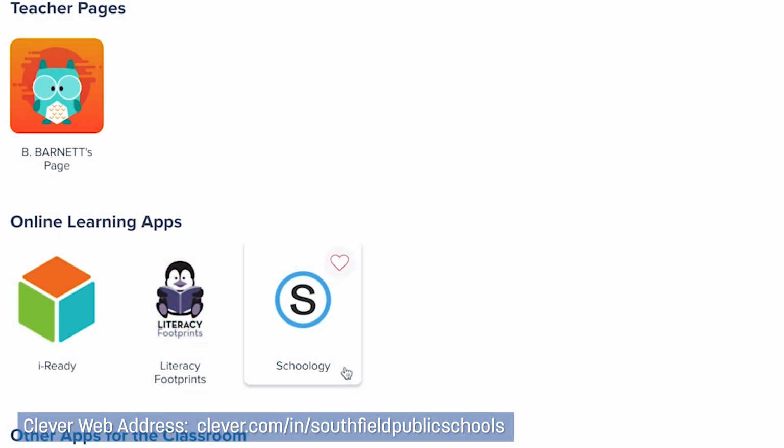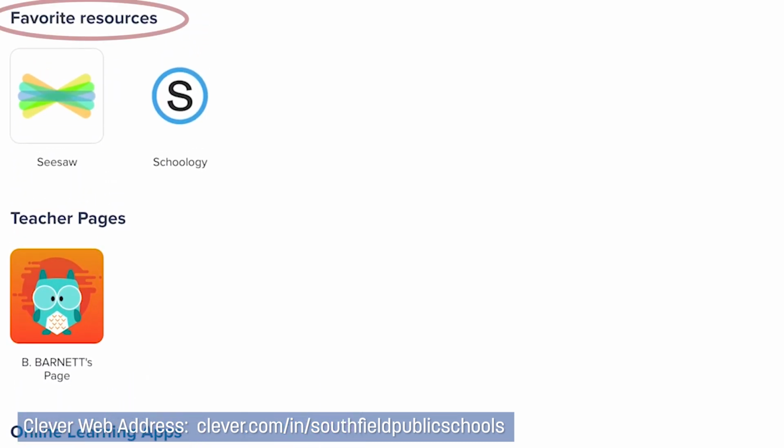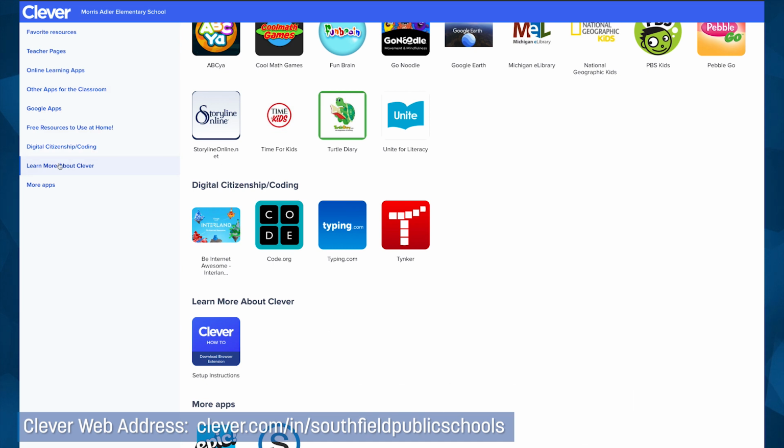A heart appears when you hover your cursor over one of the application icons. Clicking on this heart will categorize this application as a favorite, which will show up in the Favorites section towards the top of the Clever homepage. The menu on the left-hand side of the window is a quick way to get to each area of the Clever website. Clicking on one of the menu items will take you to the section of the website that you or your child want to go to.